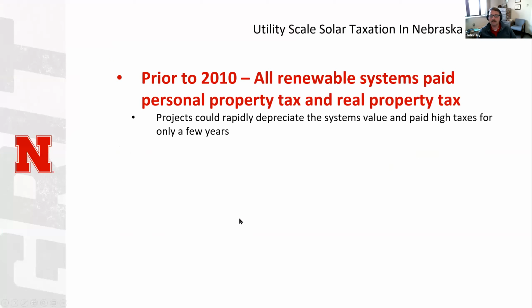Let's talk just a bit about taxation. Prior to 2010, prior to LB 1048, all renewable systems paid a depreciable personal property tax on the cost of their systems, on the value of their systems. And so what would happen is they would pay very high tax bills for a very short amount of time, as long as it took them to depreciate those assets. And what that did is it added a lot of money into the tax rolls in the county, but after 5 years, maybe no more taxes into that county. And that was a challenge for the county to deal with that influx. Yeah, it's great to have the influx, but it's challenging to have an influx and then have it be gone.